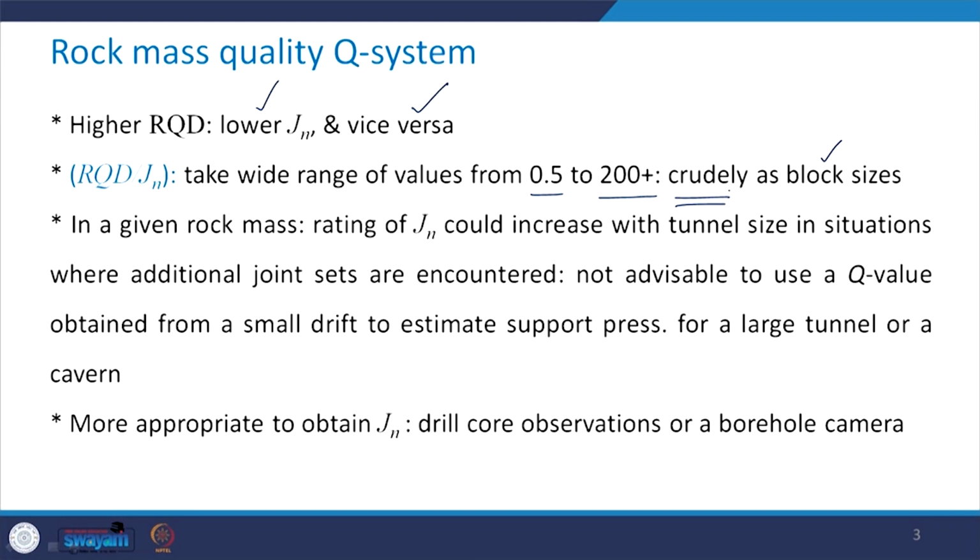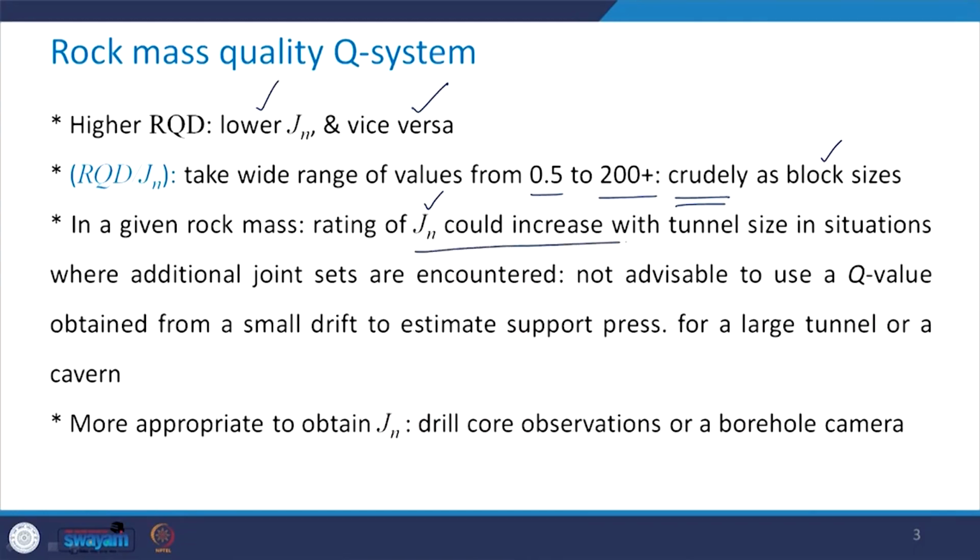In a given rock mass, the rating of Jn could increase with the increase in the tunnel size in situations where additional joint sets are encountered. In such cases, it is not advisable to use a Q value which is obtained from a small drift to estimate the support pressure for a large tunnel or a cavern.